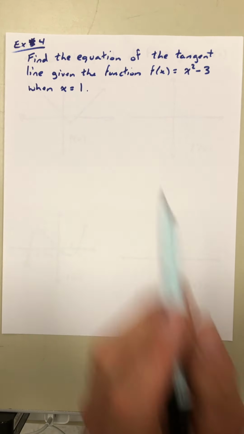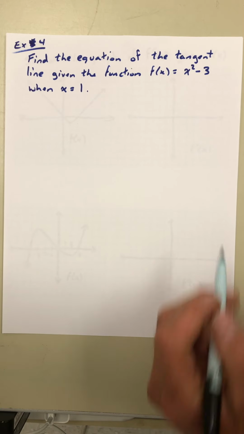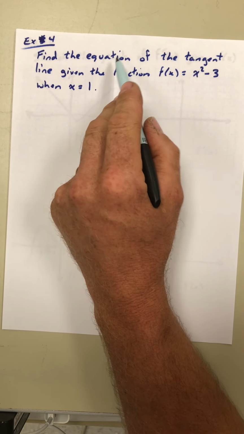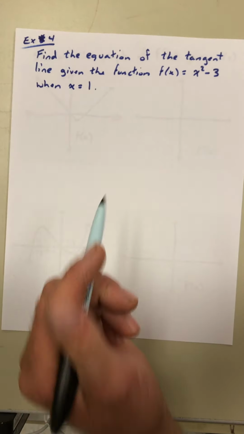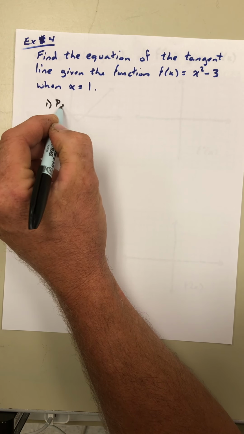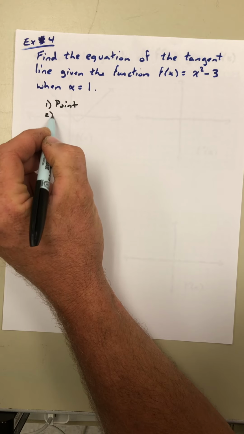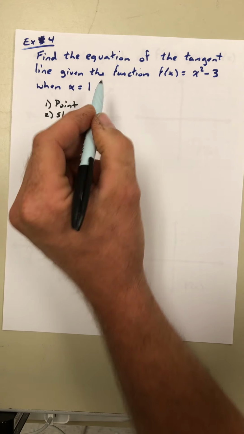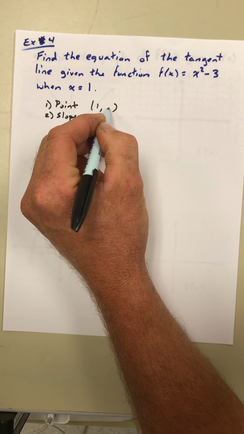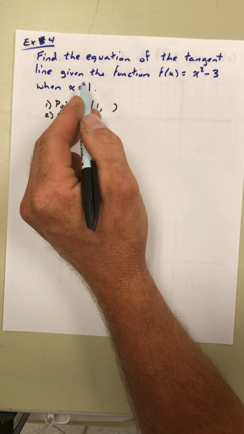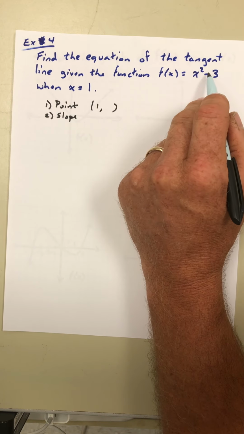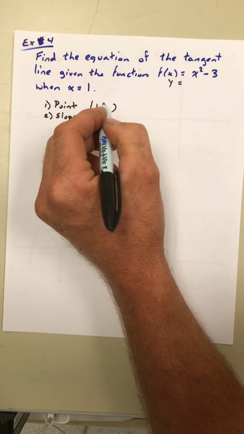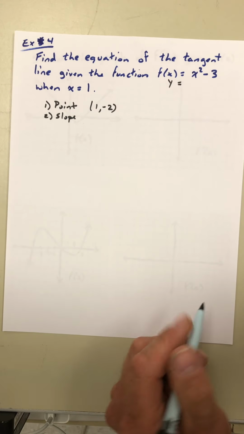Other things that we can do with this, we can find the equation of the tangent line. Given the function f of x equals x squared minus 3 when x equals 1. Well, what do we need to be able to find the equation of the tangent line? Well, to find an equation, we need a point, and we need the slope. Well, if I have an x value, that gives me part of my point. I also need my y value. Well, how do I find my y value? Well, if I know that x equals 1, f of x equals x squared minus 3. Remember, that's also y equals. So I can take my 1, plug it in there, and I get the point of negative 1, negative 2.